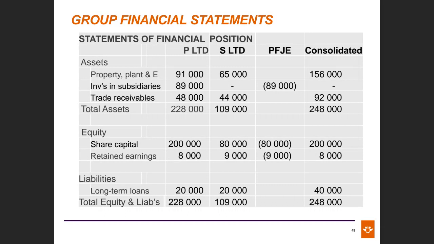Then under liabilities, under long-term loans, we have 20,000 P Limited plus 20,000 S Limited. So we go 20,000 plus 20,000. In our consolidated records, that will give us 40,000. Okay, so this column represents our consolidated statement of financial position.